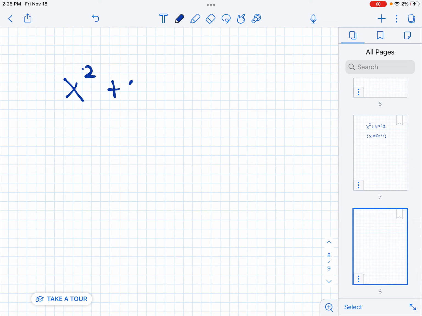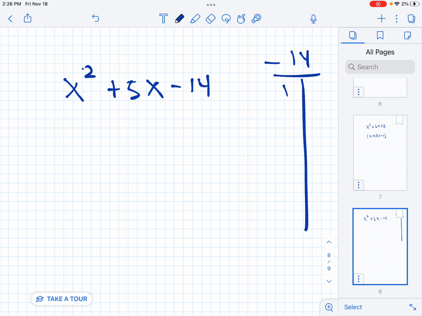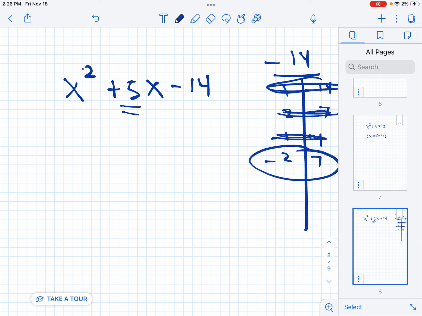x squared plus 5x minus 14. The same process applies here. I'm going to make a list of all the numbers that multiply to be negative 14. We've got 1 and negative 14. We've got 2 and negative 7. Let's just flip those around, change the signs around, 14 and 7. So I'm looking for a combination that adds up to be 5. That's not going to work. 2 minus 7 is negative 5. That's not going to work. And that's my combination.